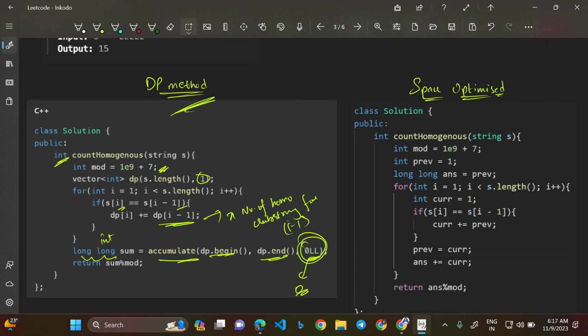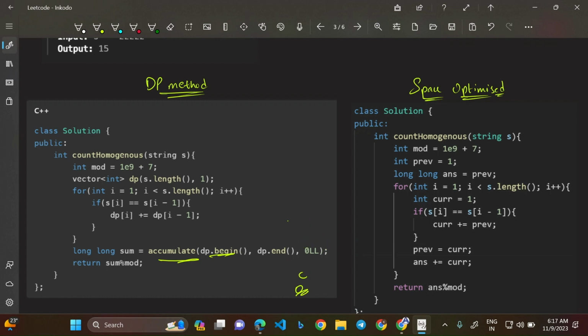If you clearly observe, we are only depending upon the previous value, isn't it? For DP of I, I'm not depending upon DP of I minus 2 or I minus 3 or I minus 4 or anything. I'm just depending on the previous value, that's DP of I minus 1. So same thing I'm using here. Instead of storing a DP vector, why don't I just use the previous value and the current value? Very thoughtful observation, right?